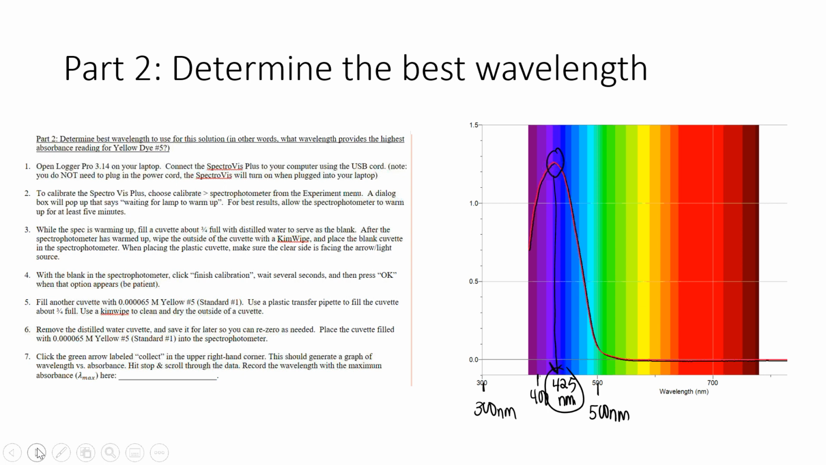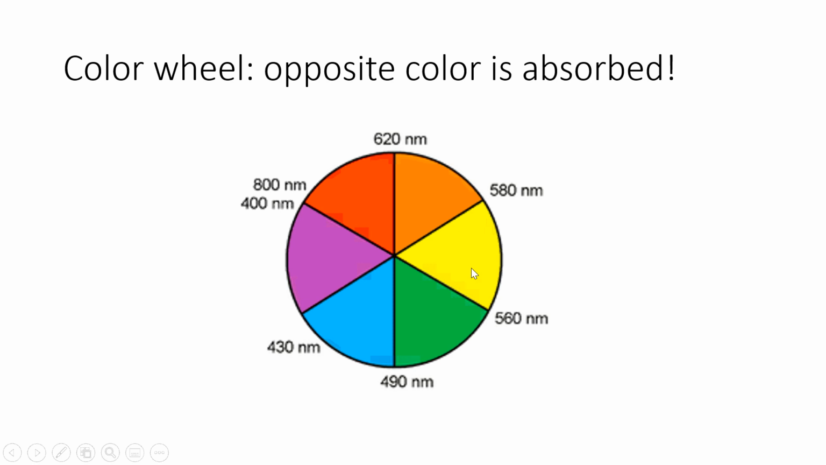And what we'll actually notice if we ran this with a bunch of different colored solutions is we would see that if a solution appears yellow, that's because it absorbs purple light. If it appears purple, it would absorb yellow light. If a solution is blue, it would absorb orange light. So the light you observe, that's the reason why it appears that color, is because it's absorbing the opposite color on the color wheel here. So notice how our yellow solution is absorbing light at about 425 nanometers, which is that purple color.